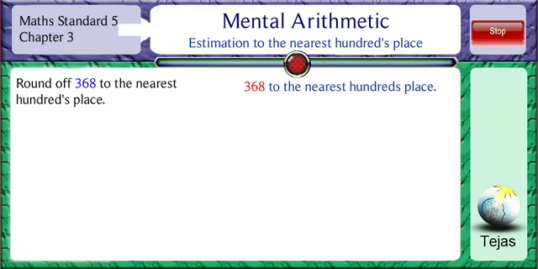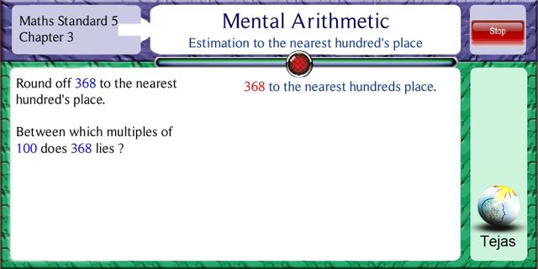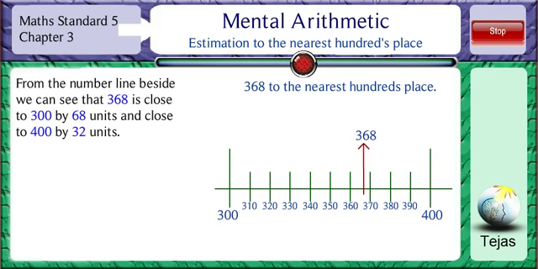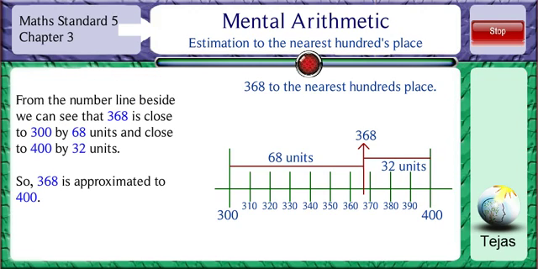Round off 368 to the nearest hundreds place. Between which multiples of 100 does 368 lie? From the number line beside, we can see that 368 is close to 300 by 68 units and is close to 400 by 32 units. Since it's closer to 400, 368 is approximately equal to 400.